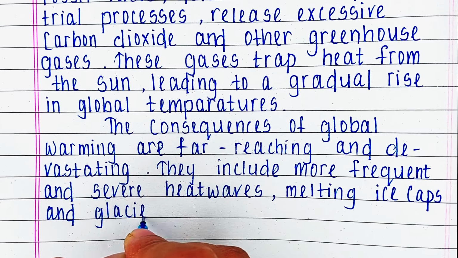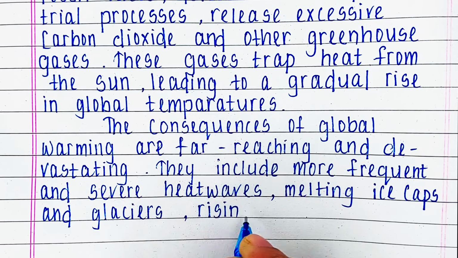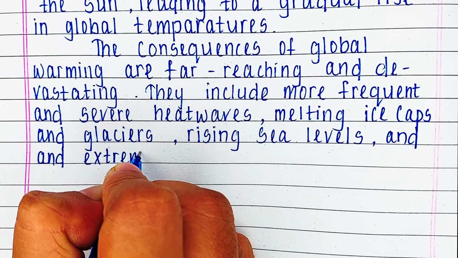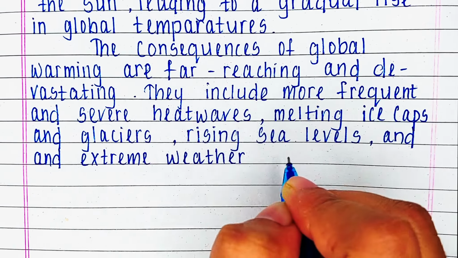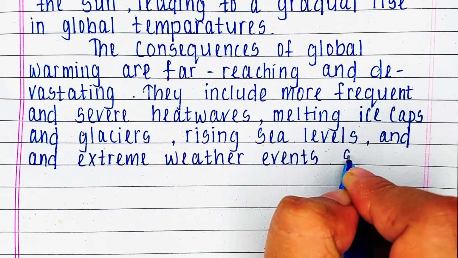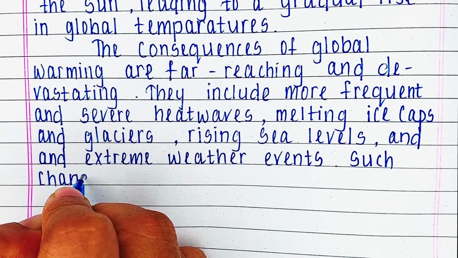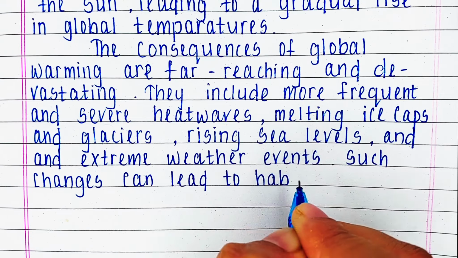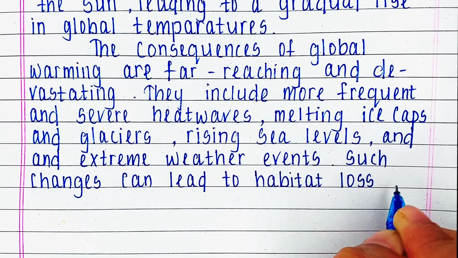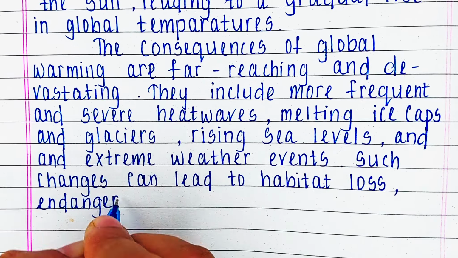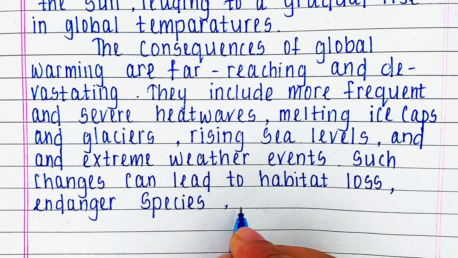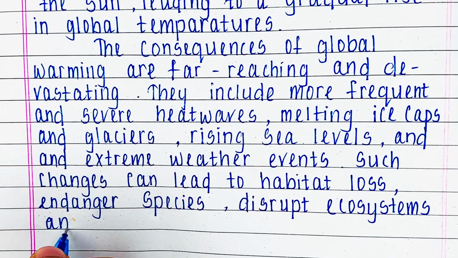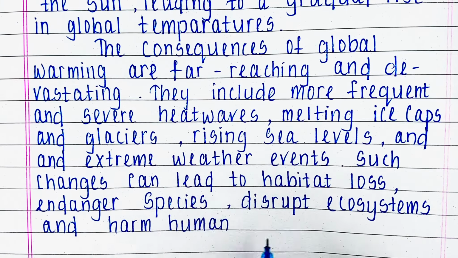The consequences of global warming are far reaching and devastating. They include more frequent and severe heat waves, melting ice caps and glaciers, rising sea levels, and extreme weather events. Such changes can lead to habitat loss, endanger species, disrupt ecosystems, and harm human health.